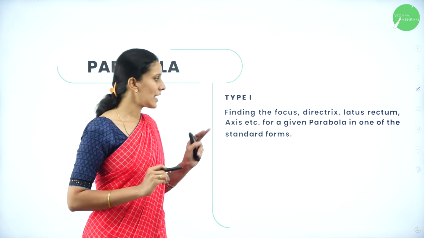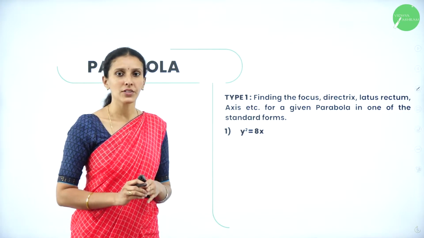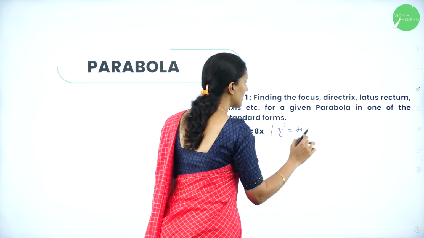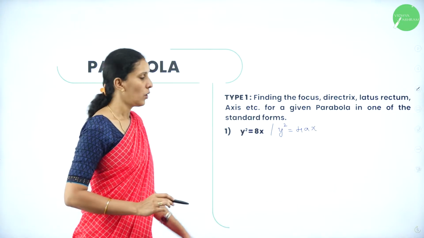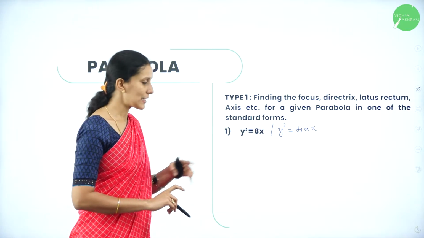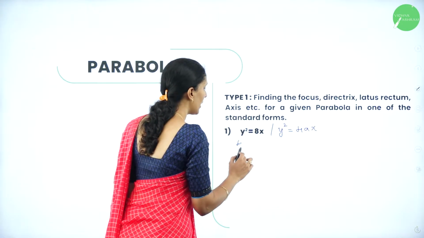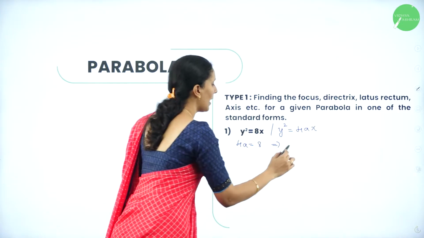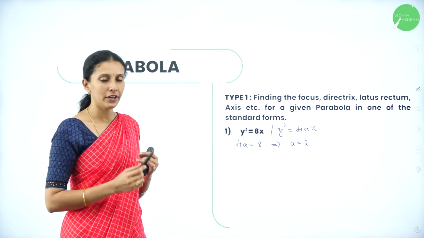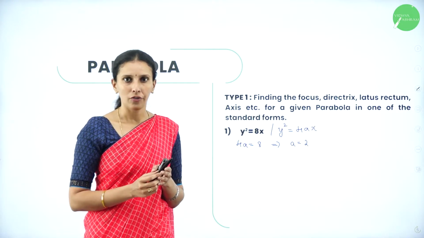Let's see the type 1 problems now. Let's look at the first question. The first question is y square is equal to 8x. Let us compare this to the equation of the form y square is equal to 4ax. Clearly, y square is equal to 4ax is the right-handed parabola. Let's write the characteristics of this right-handed parabola. Comparing, we get 4a is equal to 8, which implies a is equal to 2. Now that we have a is equal to 2, we can write the vertex, focus, equation of directrix, equation of latus rectum, coordinates of latus rectum.